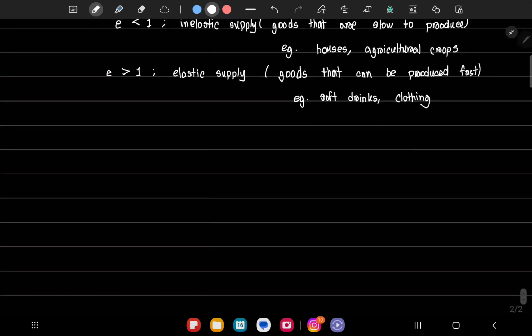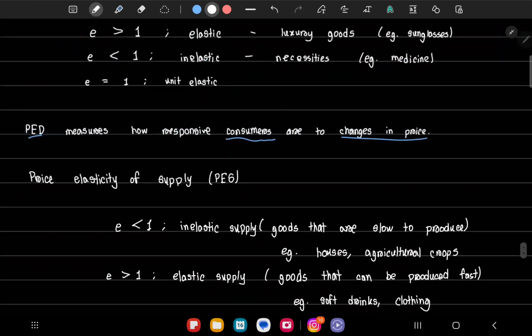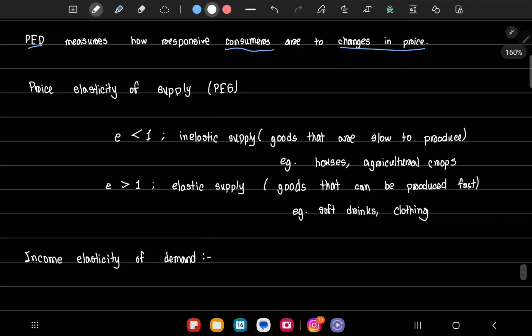Now the third one we'll move on to is the income elasticity of demand. Well, before we move into that, the formula for the price elasticity of supply is almost the same. It's the percentage change in quantity supplied divided by the percentage change in price.